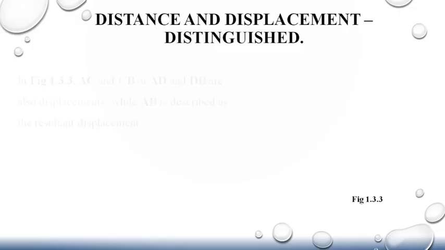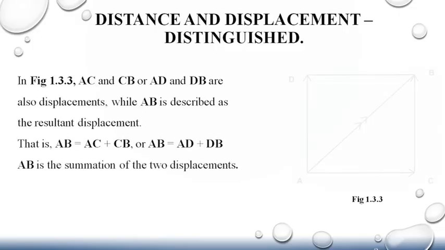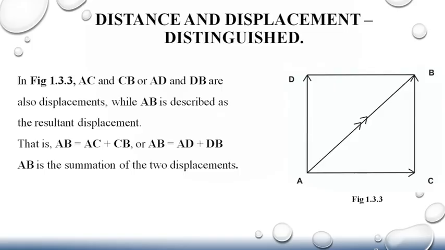In figure 133, AC, CB, or AD and DB are also displacements, while AB is described as the resultant displacement. That is, AB is equal to AC plus CB, or AB is equal to AD plus DB. AB is the summation of the two displacements.